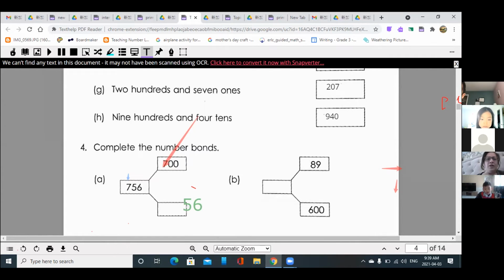Thank you. So boys and girls, let me explain this concept a little bit, okay? Two pairs of numbers make up 756. So we have to ask ourselves, they've already given one to you. They've said 756 is the answer. Plus you have one bond that's been given to you, 700. There's another bond that's missing. So 700 plus something else gives me 56.